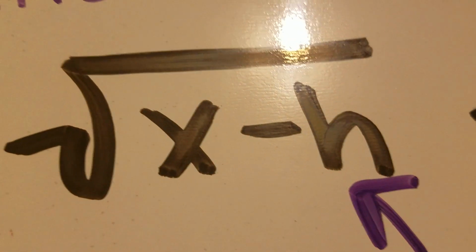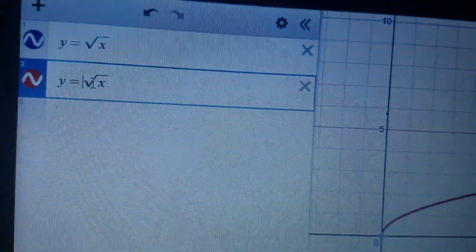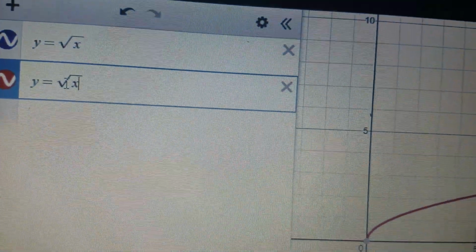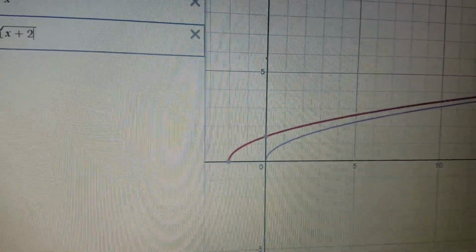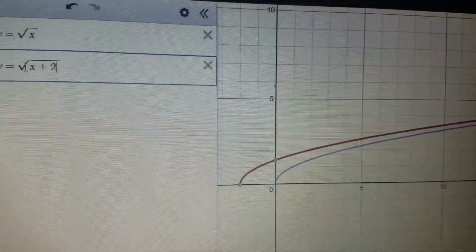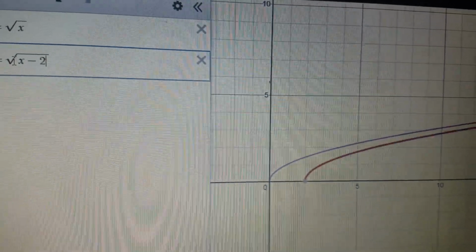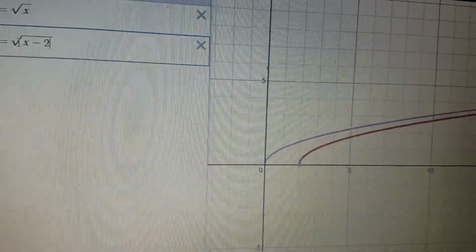Now let's play with the H value, which is the number that's underneath the radical sign. So if I'm going to plug one in, I better make sure it's under the radical. Let's try just a +2 and see what happens. It moved it left 2. What if I make it a -2? It moves it right 2.